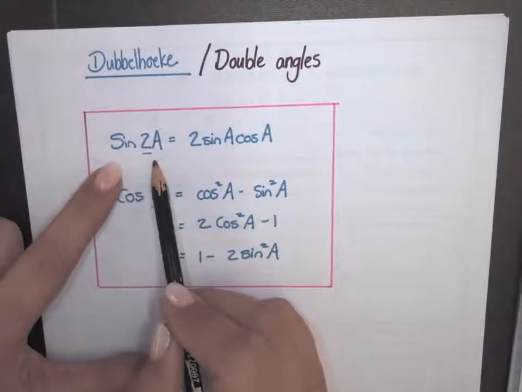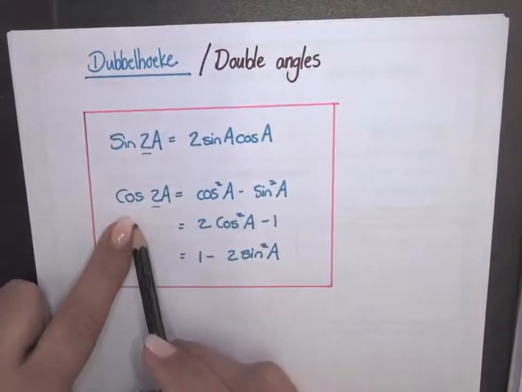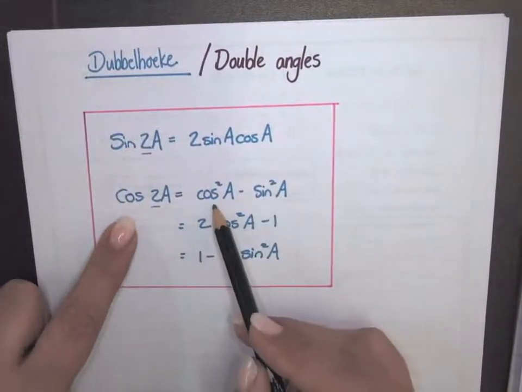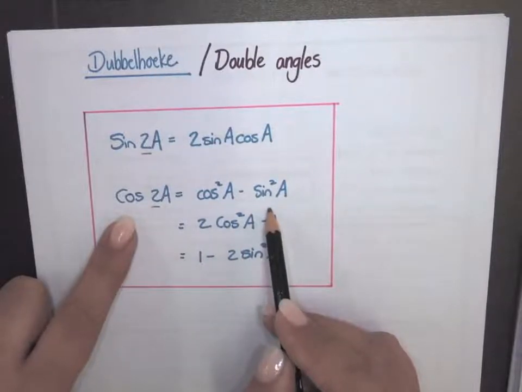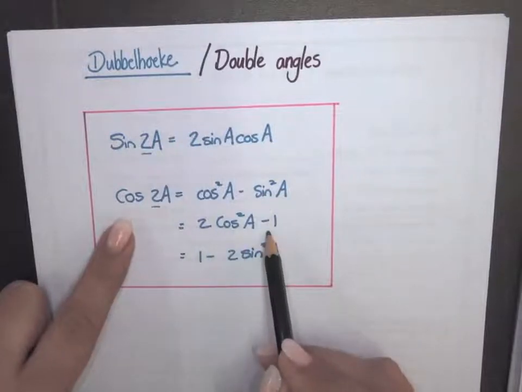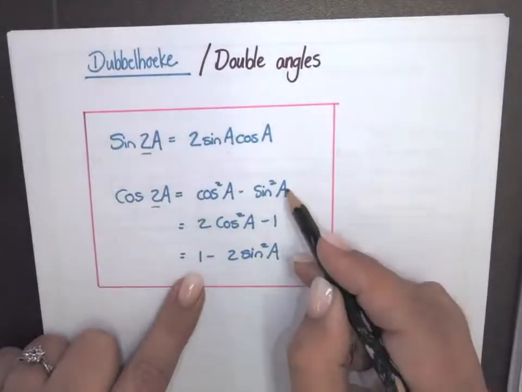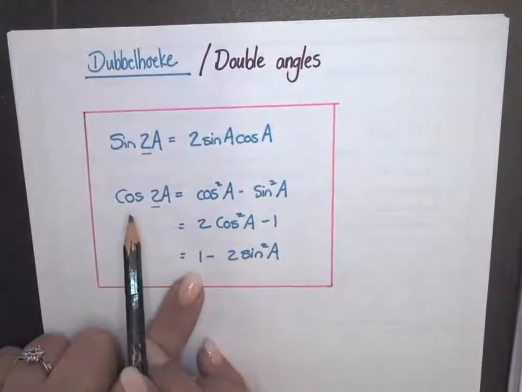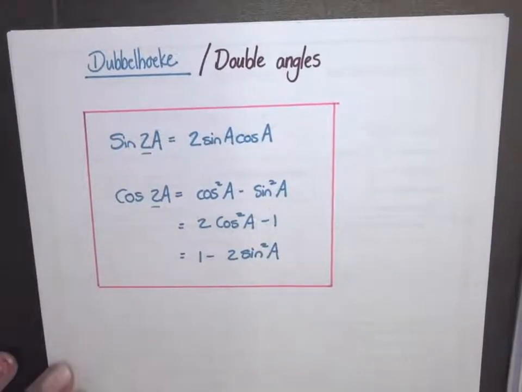Sine of a double angle is 2 sine A cos A, and cos of a double angle is cos squared A minus sine squared A. Or you can write it as 2 cos squared A minus 1, or 1 minus 2 sine squared A. So all three of these are cos 2A. These formulas are in your notes.